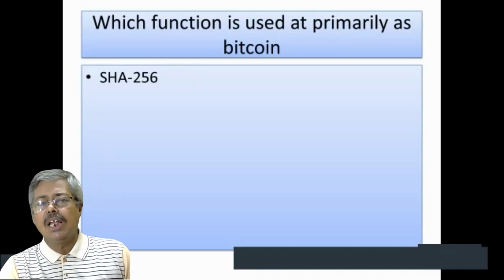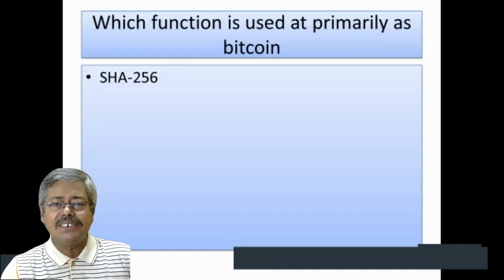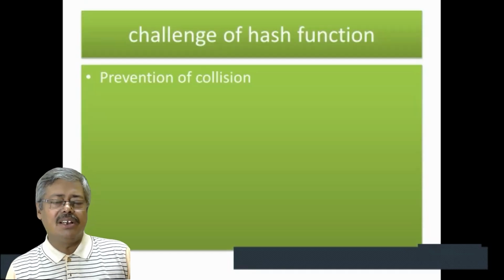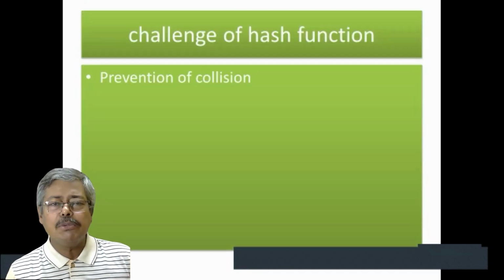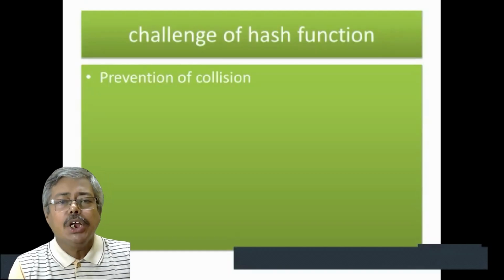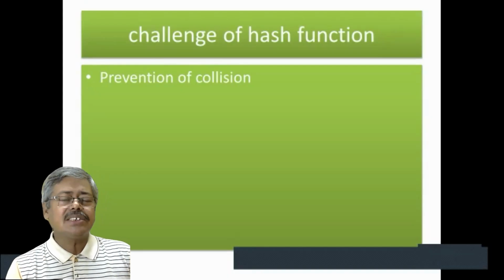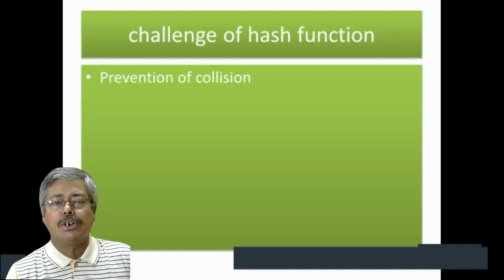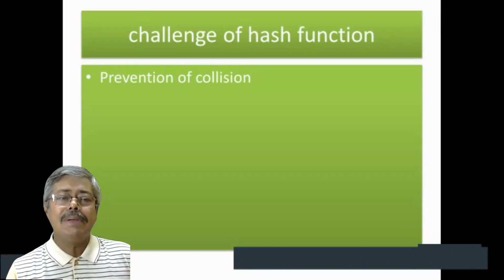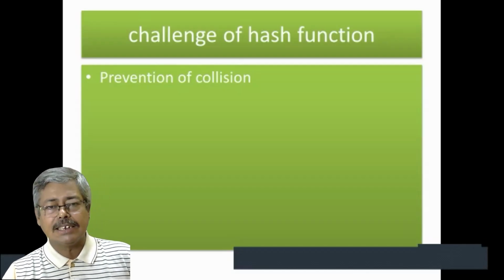Which function is used primarily in Bitcoin? The function name is SHA-256. Challenge of the hash function. We know the first and foremost duty of the function is to avoid collision, prevention of collision. It is not possible to make a hash function collision-less, but prevention of collision is the main challenge of the hash function.